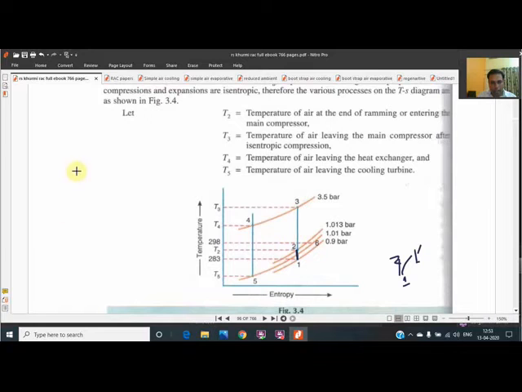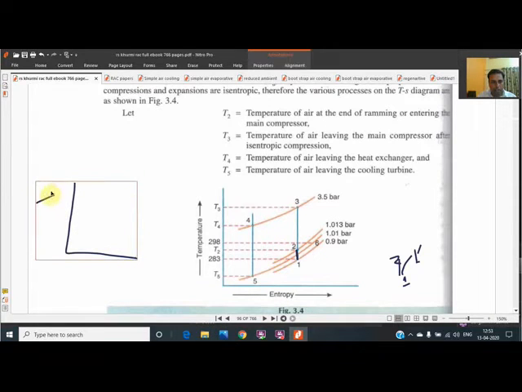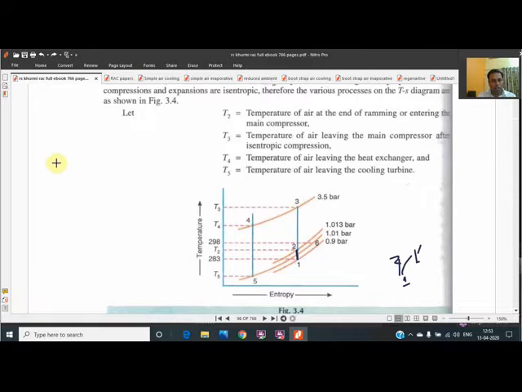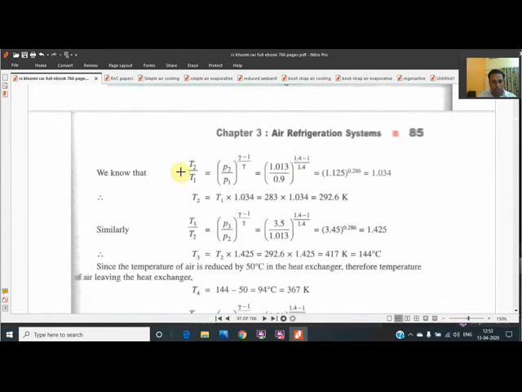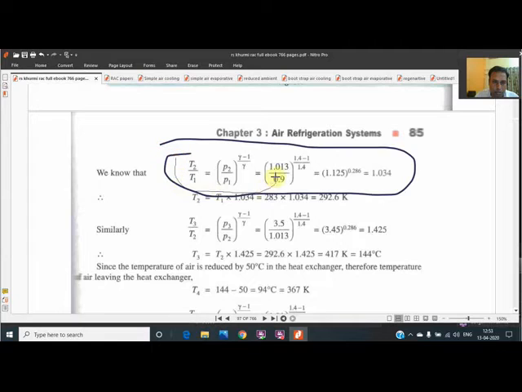Whenever we get a vertical line in a TS diagram, that is called an isentropic process. And what happens in an isentropic process, when we get a vertical line? A simple relation is used, the relation between T and P, which is being shown to you over here. We have to use this relation whenever we get a vertical line.